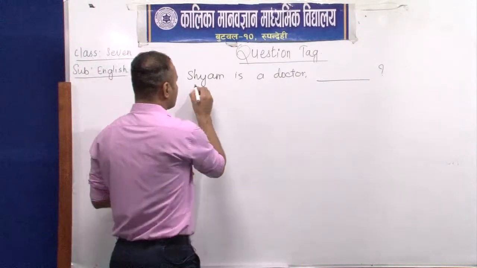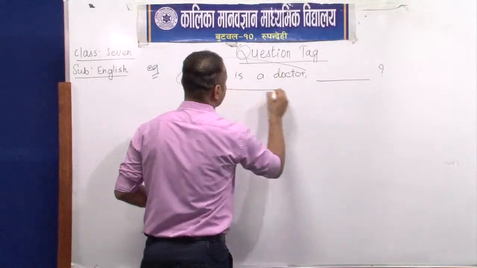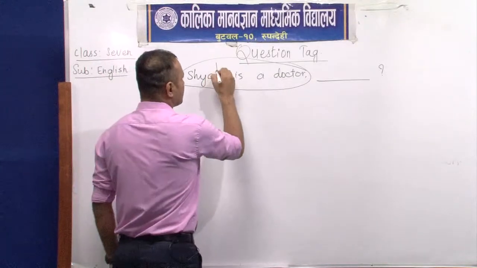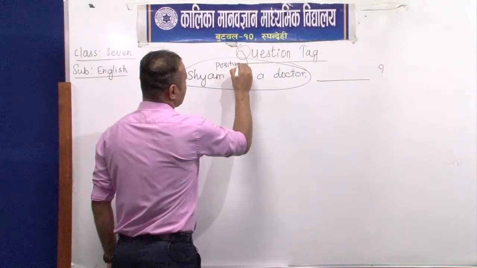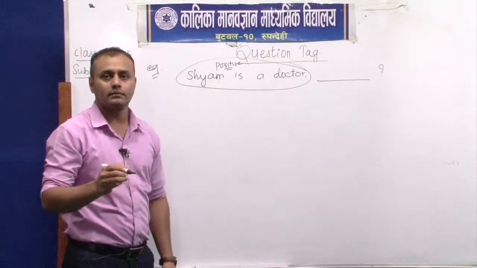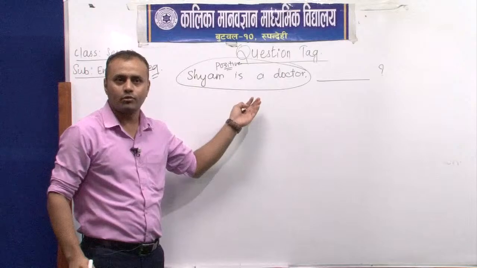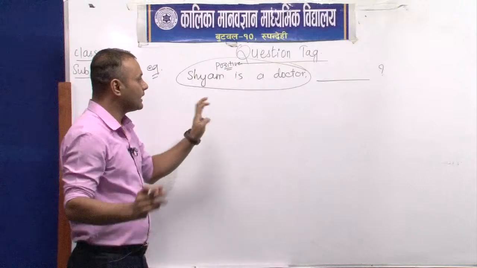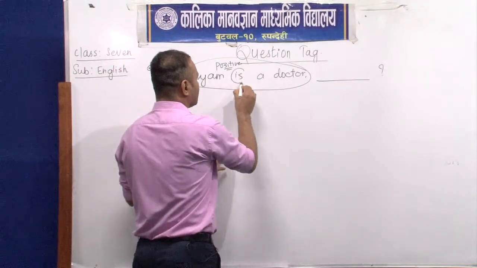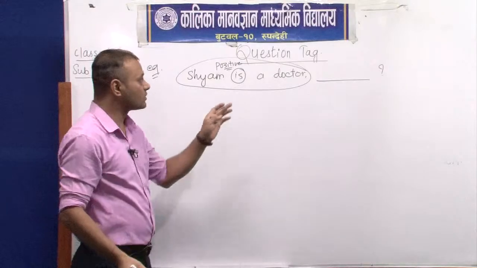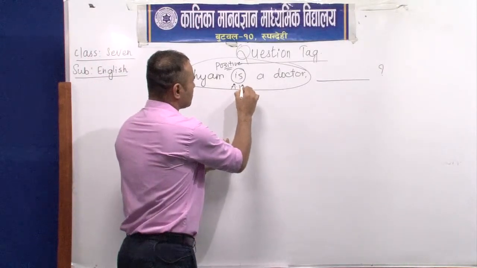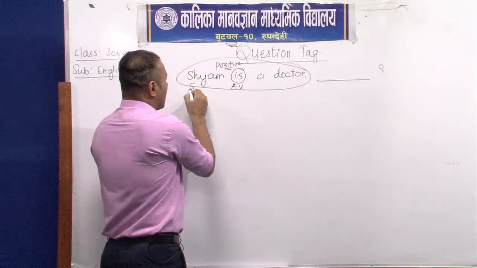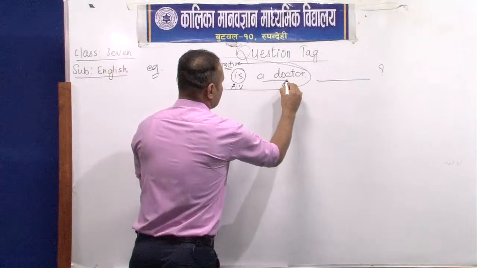This is a statement. We all know that this is a statement. What kind of a statement? This is a positive statement, right? This is an assertive sentence. This is a positive statement. And as you can see, there is one auxiliary verb, is. Is is the auxiliary verb, and except this, Sam is the subject and this one is the object.